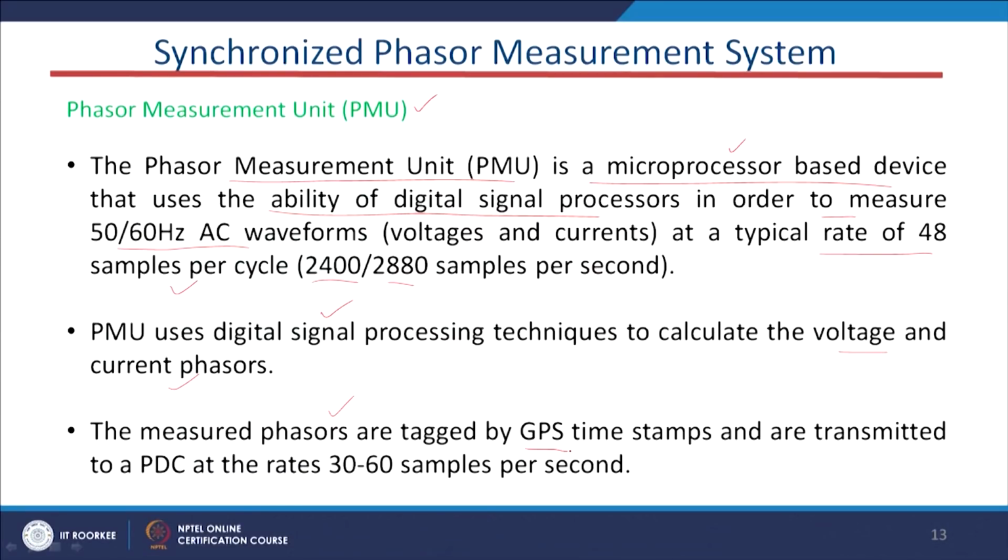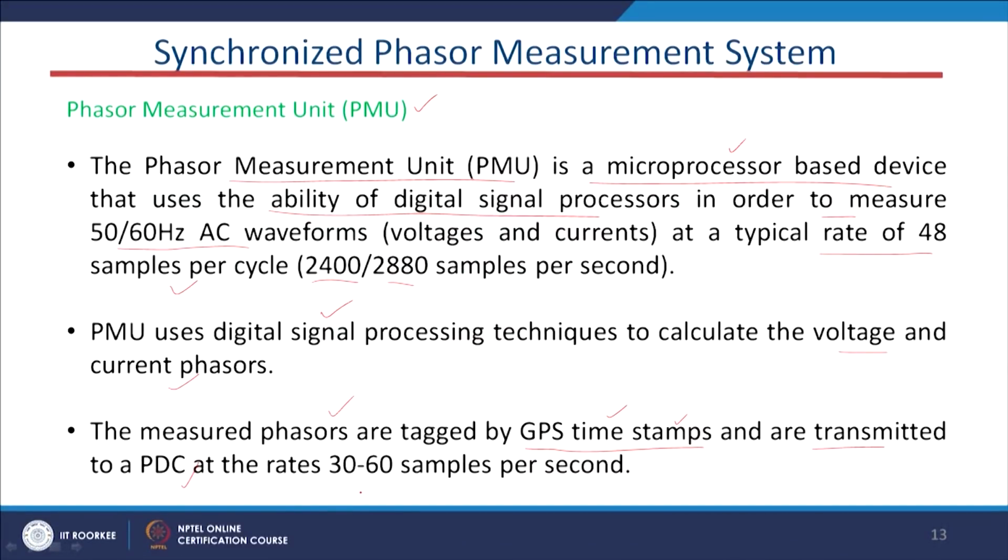The processor of the PMU estimates the phasors of the voltage and current, and the measured phasors are tagged with GPS time stamps, showing at what time these particular voltage and current phasors were estimated by the PMU device. The time stamp is transmitted along with the voltage and current phasor to the PDC, at the rate of 30 to 60 samples per second. At this rate the data are transferred to the phasor data concentrator.